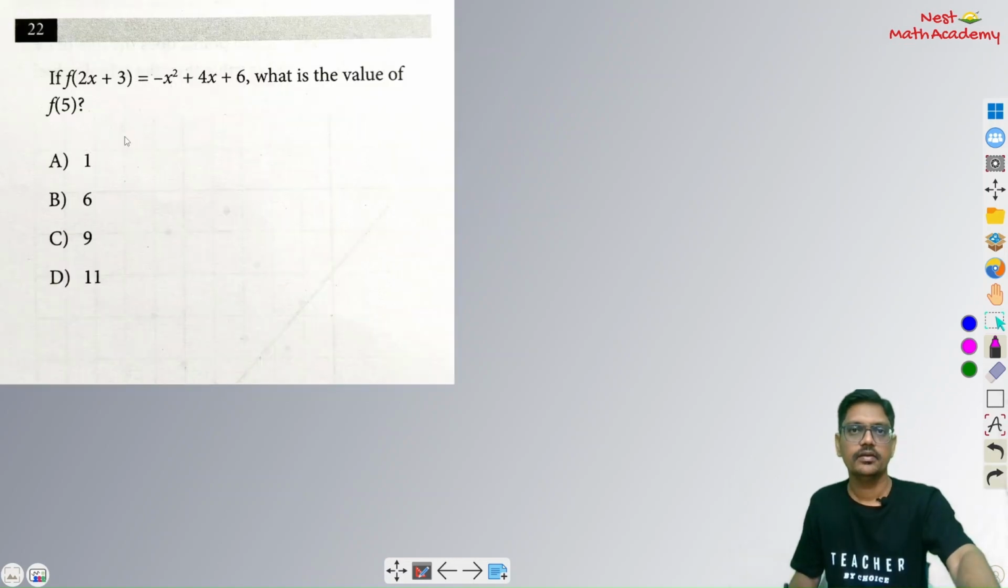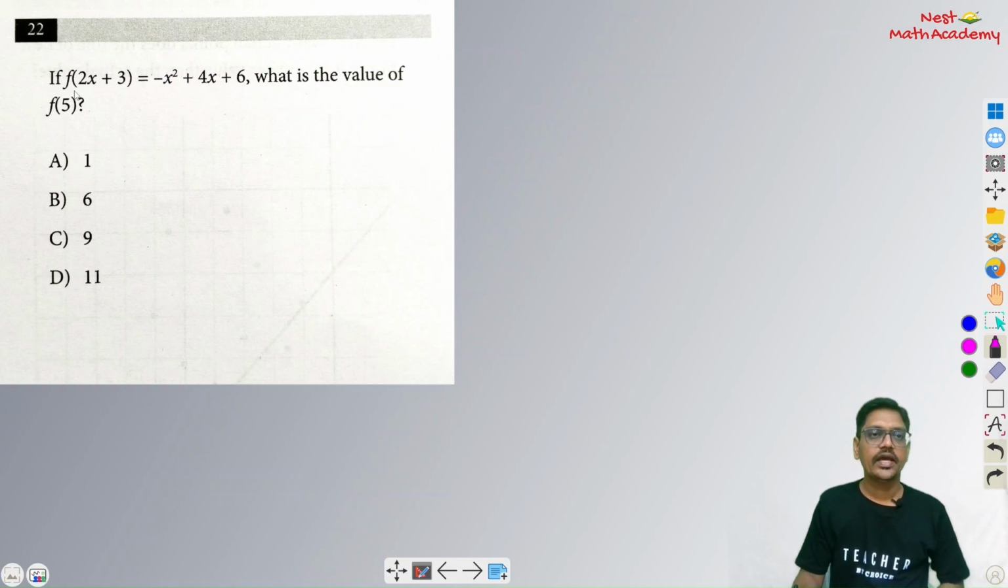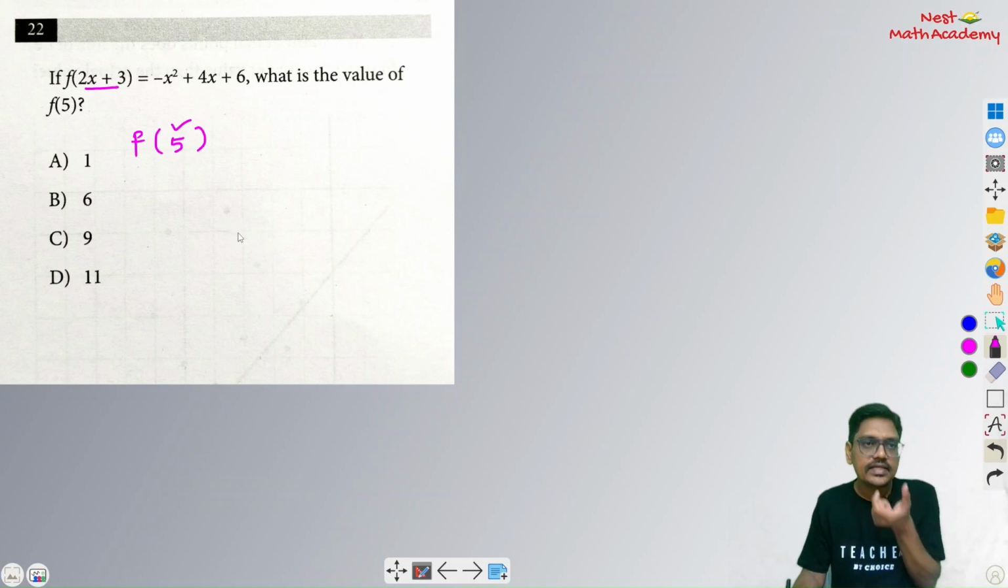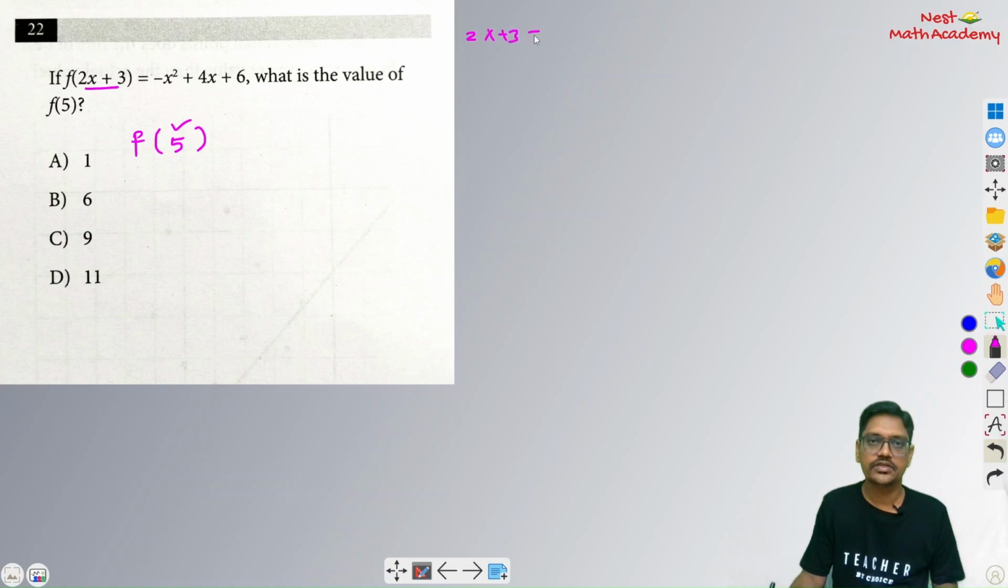Okay. Question number 22. If f of 2x plus 3 is equal to minus x square plus 4x plus 6, what is the value of f of 5? If we are looking for f of 5, a simple observation will tell you that this quantity, I equate it to 5, because inside f we have 2x plus 3 here and they're asking for 5. If I equate these two, I'll get the corresponding x. So do that first. 2x plus 3 is equal to 5. I'll get 2x is equal to 2, subtracting 3 on both sides, dividing with 2 on both sides.